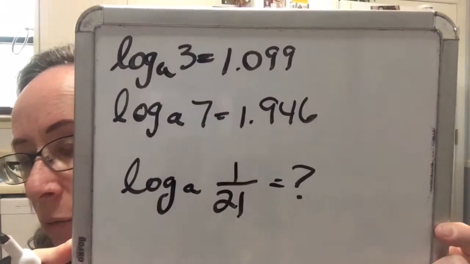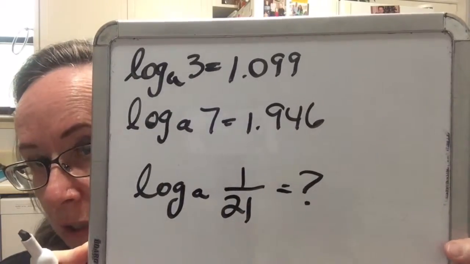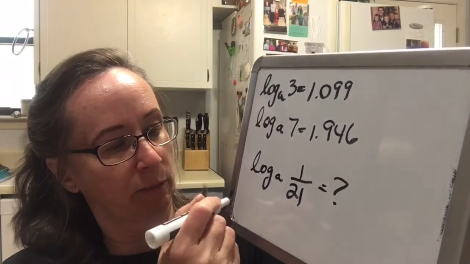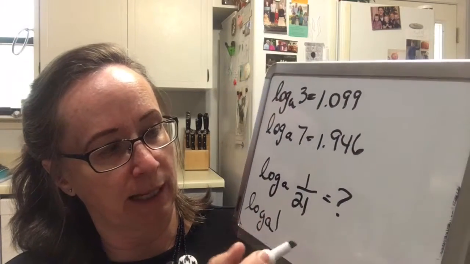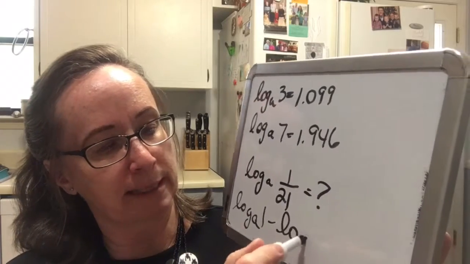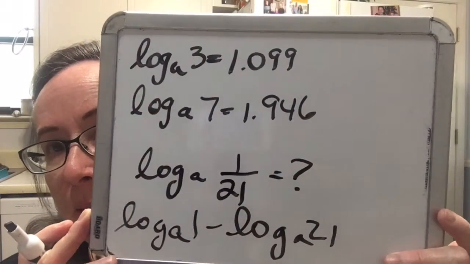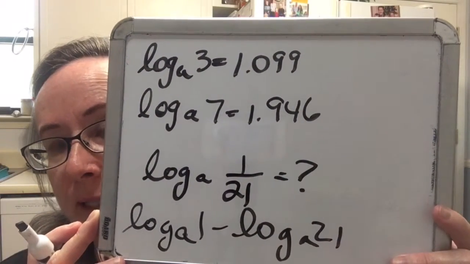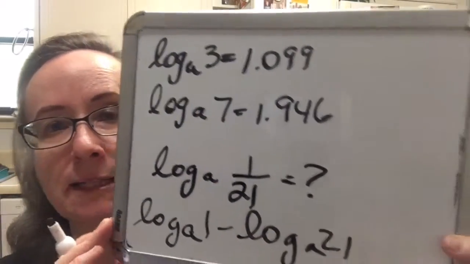So now we're looking at number 14, which looks very similar, but it's like this. And this one has a quotient because 1 over 21 is a quotient. So we're going to take 1 over 21 and we're going to say, well, that would be log base a of 1 minus log base a of 21. But I am not to where I need to be because they didn't give me a log base a of 21, they gave me a log base a of 3 and a log base a of 7.